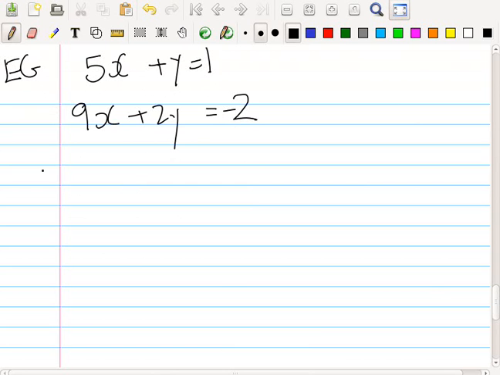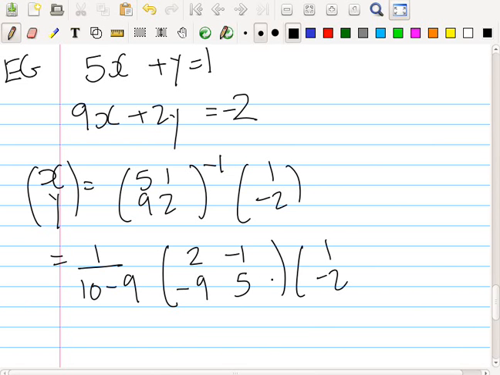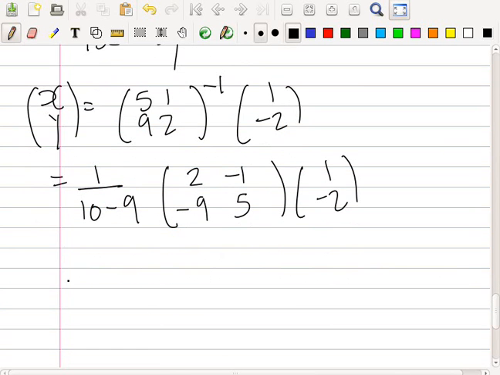4 minus 9. So you get xy will equal 5192 inverse times 1 minus 2, which will equal 1 over 10 minus 9, and then you have 2 here, minus 1 minus 9, 5, times 1 minus 2. Yes. Now, the 10 minus 9 is 1, and 1 over 1 is 1, so 1.